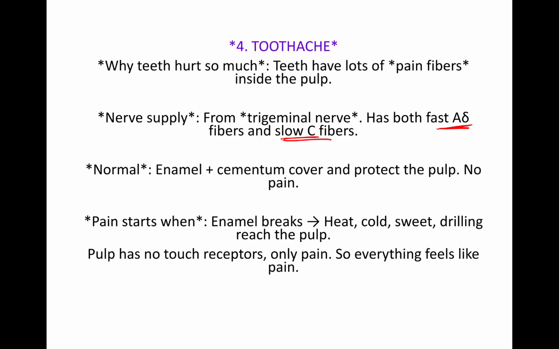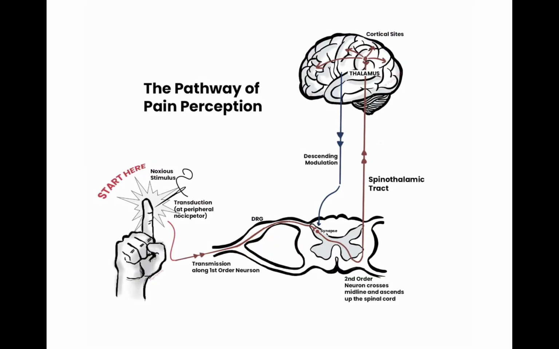Now what is normal condition here? Enamel and cementum cover and protect the pulp, so there is no pain. But pain starts when the enamel breaks due to heat, cold, sweet, drilling, all these conditions and reach the pulp. Now pulp has no touch receptors, only pain receptors. So everything feels like pain. After it reaches the pulp, everything will feel like pain for you. So that is toothache. Now this is the pathway of the pain perception.